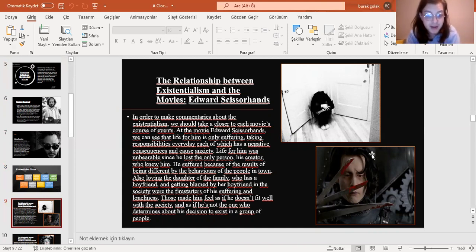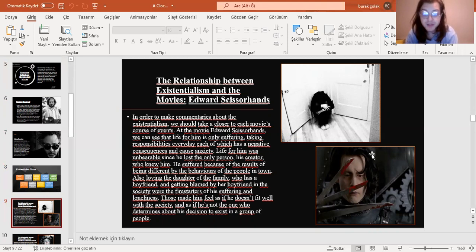In the movie Edward Scissorhands, we can see that life for him is only suffering, which you can see in the photos, and taking responsibilities every day, each of which has negative consequences and causes anxiety. Life for him was unbearable since he lost the only person, his creator, who knew him.